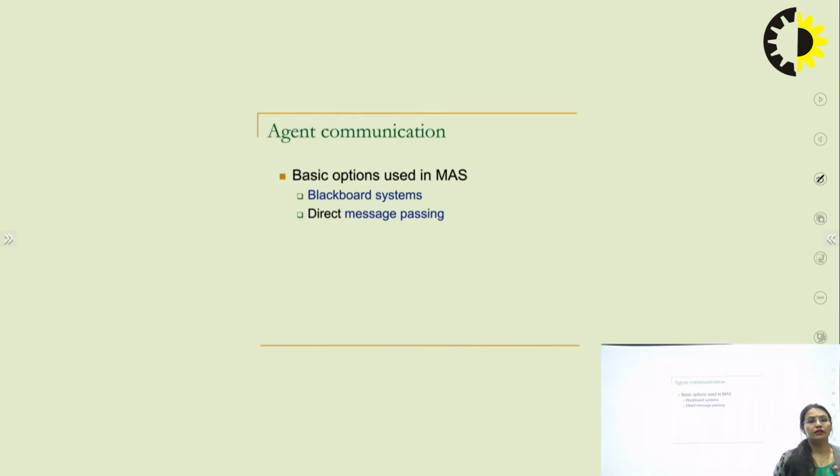Then the third important topic of the lecture is agent communication. That means how the machines are going to communicate with each other. Basically there are two different options in a MAS, a multi-agent system, by which the agents will be able to communicate. The first one is the blackboard system and the second is the direct message passing system.